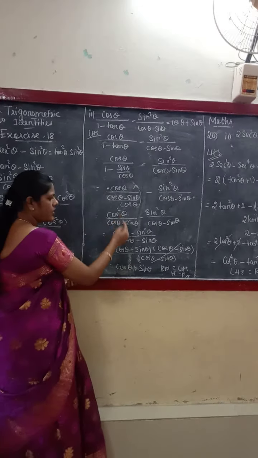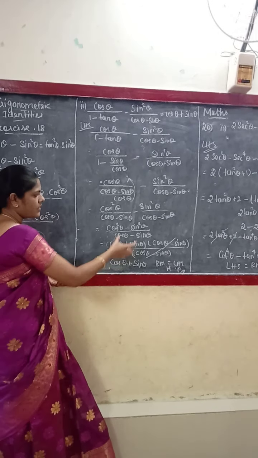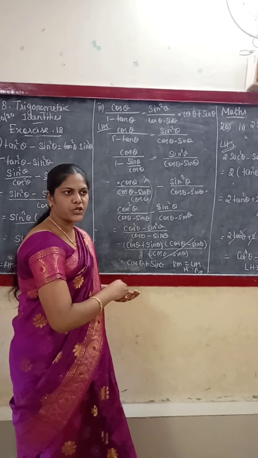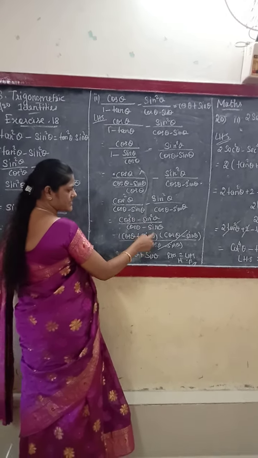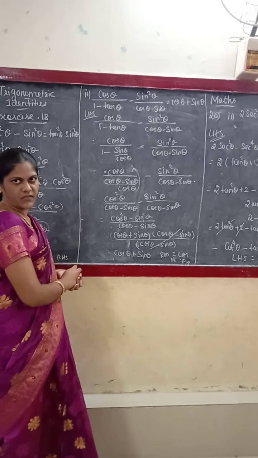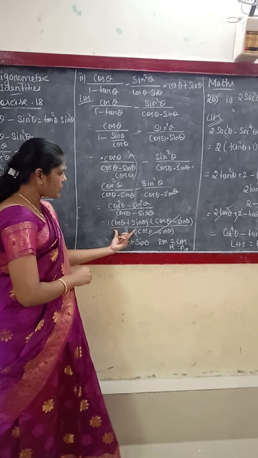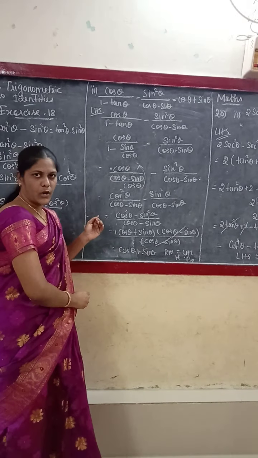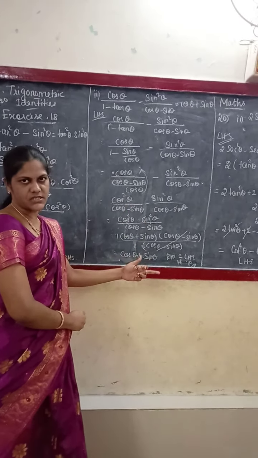So cos square theta minus sin square theta divided by cos theta minus sin theta. Now it is in the formula of a squared minus b squared, so a plus b into a minus b. This is a, this is b. So cos theta plus sin theta into cos theta minus sin theta, divided by cos theta minus sin theta. Now cos theta minus sin theta cancel. So what is remaining? Cos theta plus sin theta, that is the right hand side. I hope you understand this. Now we took the left hand side and proved the right hand side. Shall we go to the next sum now?